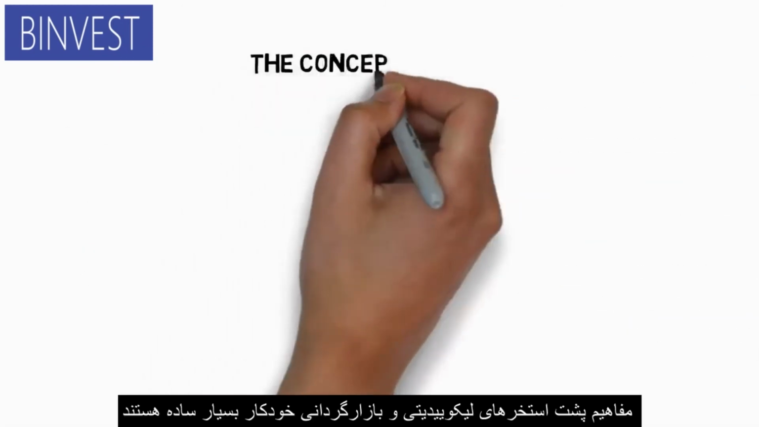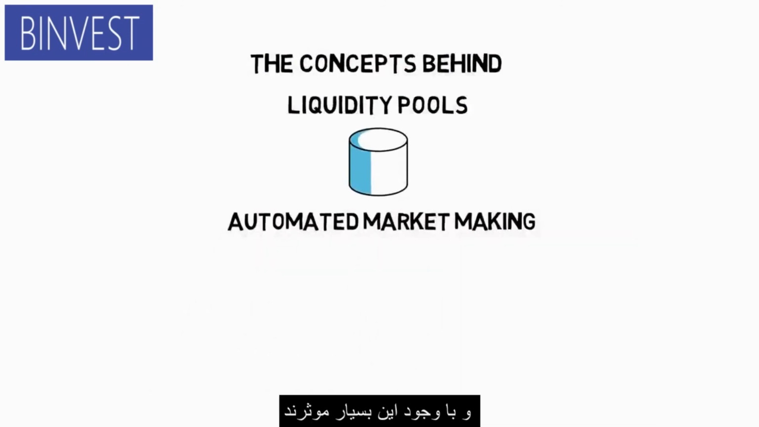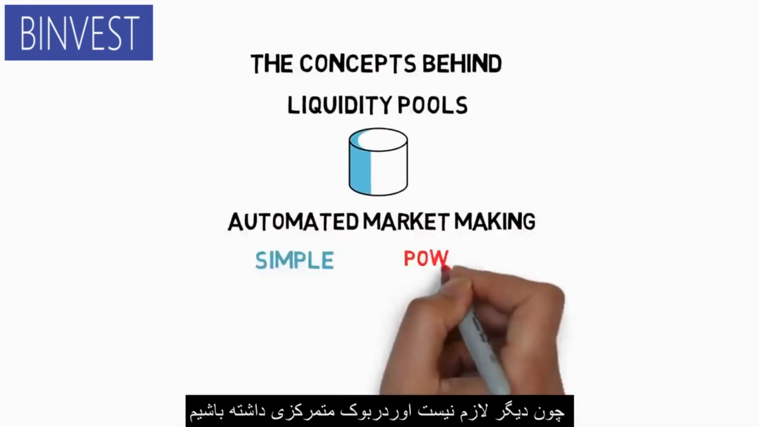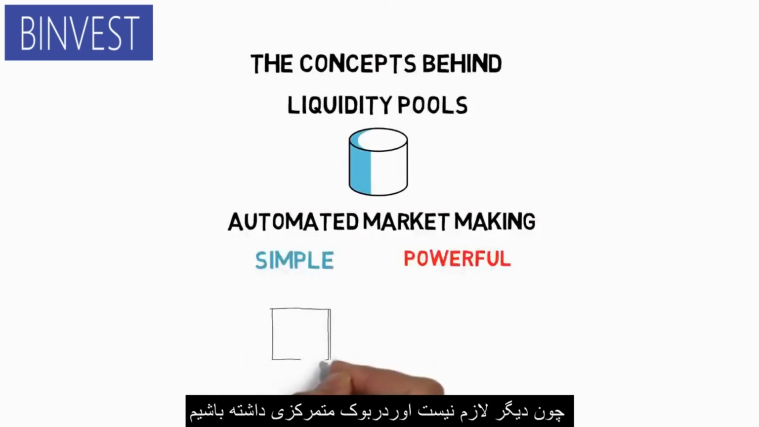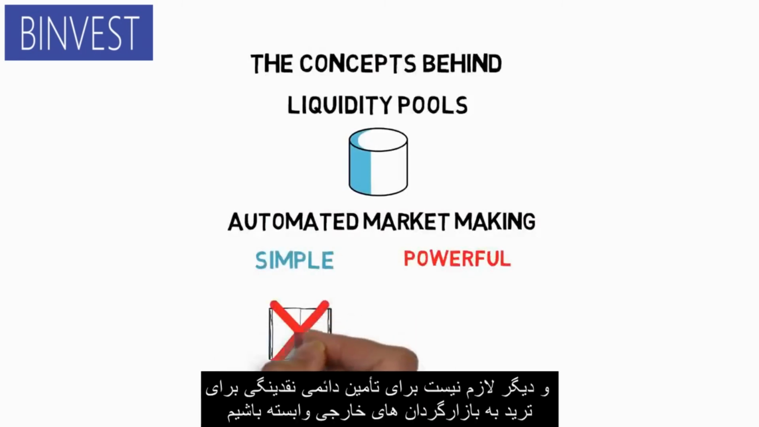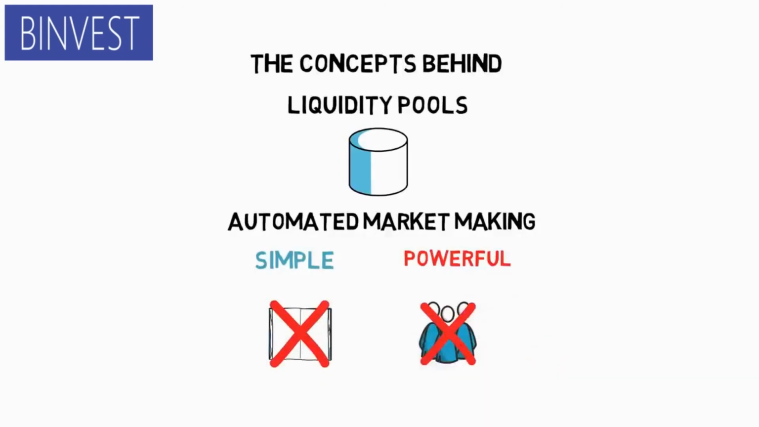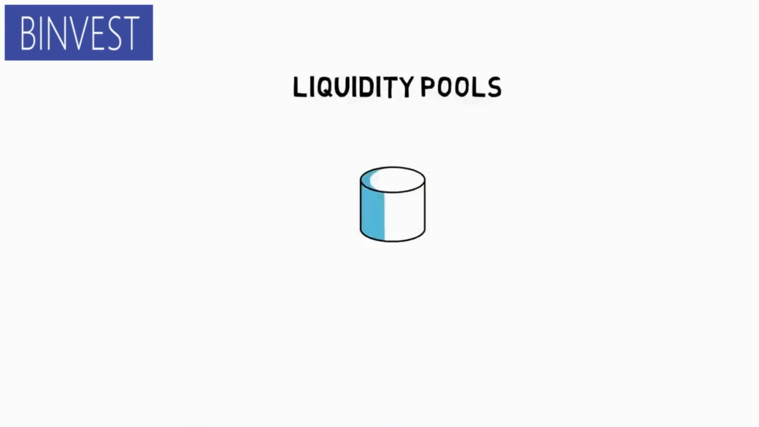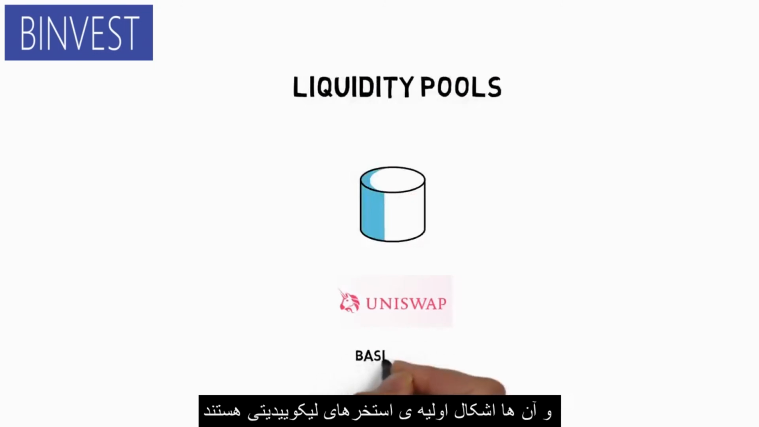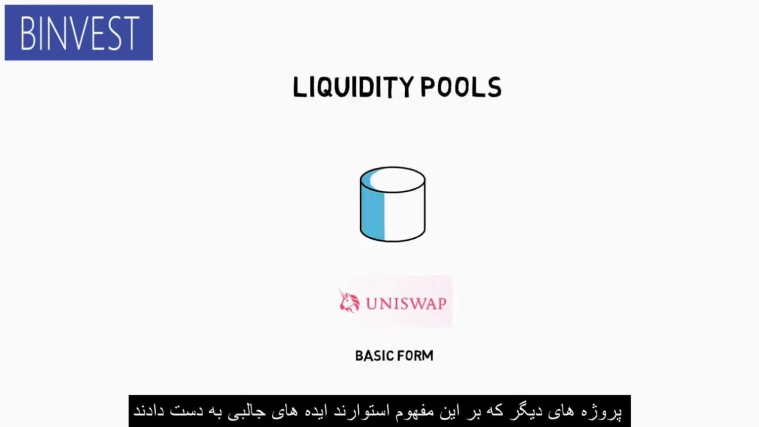The concepts behind liquidity pools and automated market making are quite simple, yet extremely powerful, as we don't have to have a centralized order book anymore, and we don't have to rely on external market makers to constantly keep providing liquidity to an exchange. The liquidity pools that we just described are used by Uniswap, and they are the most basic forms of liquidity pools. Other projects iterated on this concept and came up with a few interesting ideas.